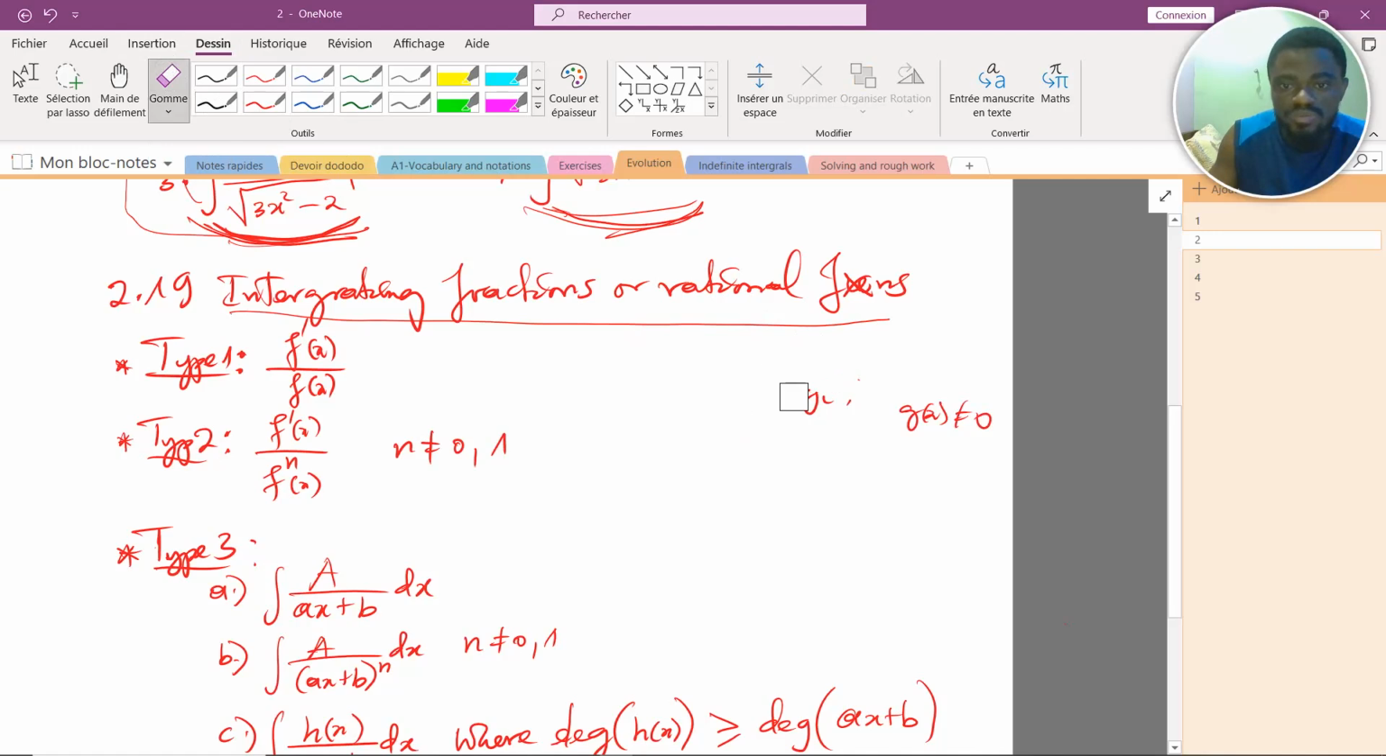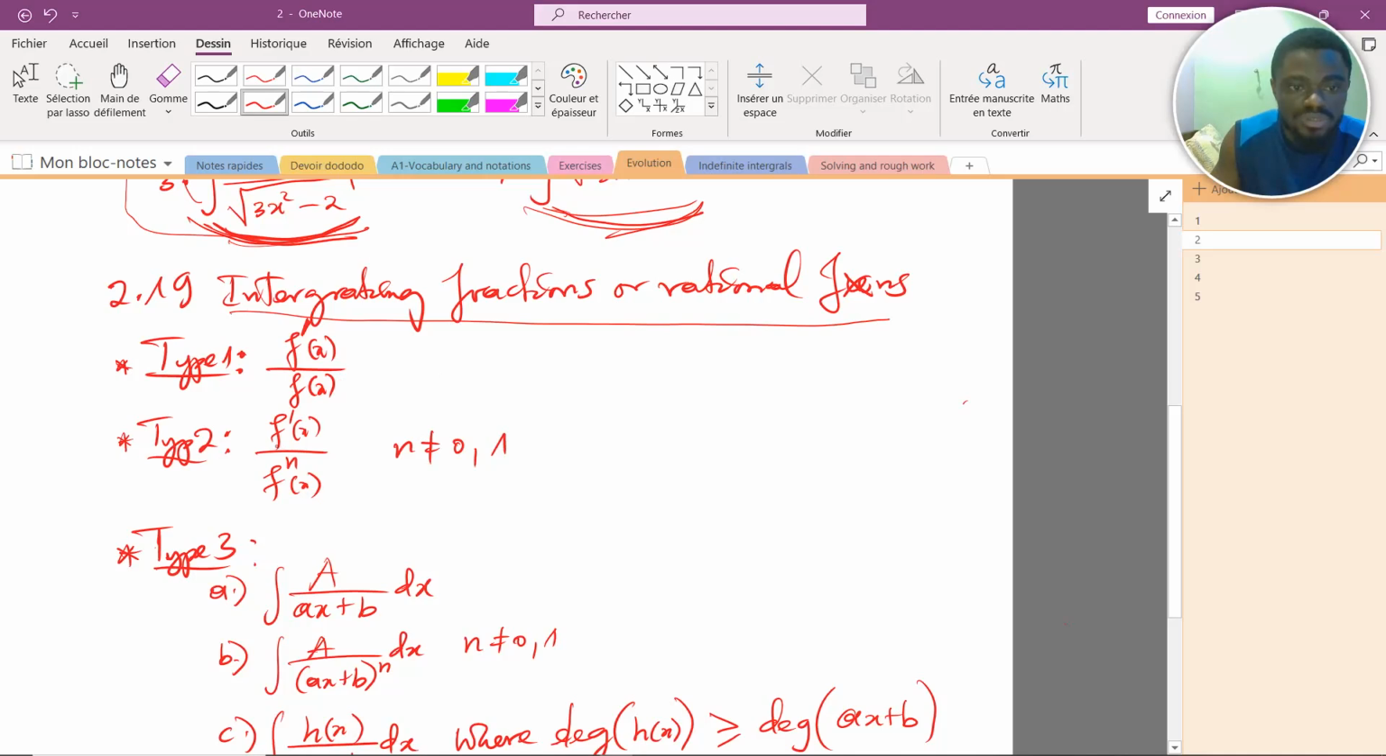So let me first show you what we are going to go through. In this section 2.19, we are going to see the first type, where we have f prime of x all over f of x. That is, if you notice that a function is of the form where at the numerator you have the derivative of the denominator, we're going to see how to interpret it.